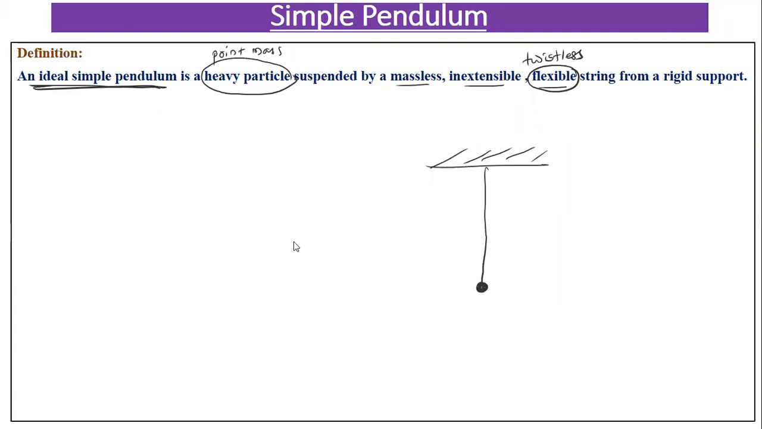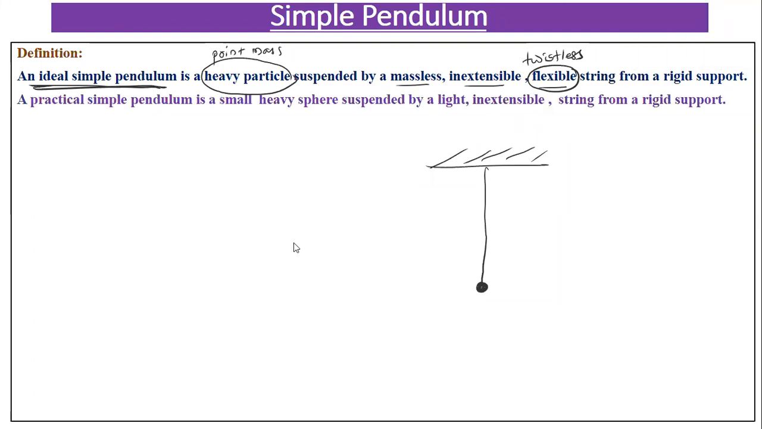Now, practical simple pendulum. What is a practical simple pendulum? A practical simple pendulum is a small heavy sphere. Heavy sphere means you can see here we hang a bob. A small heavy sphere, or we can say bob, suspended by a light inextensible string from a rigid support.